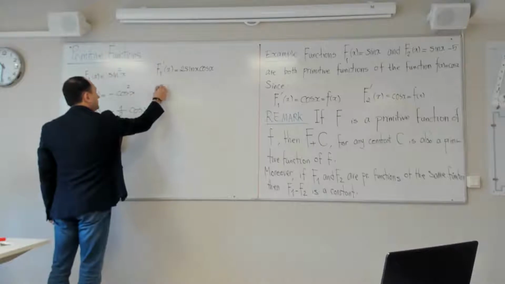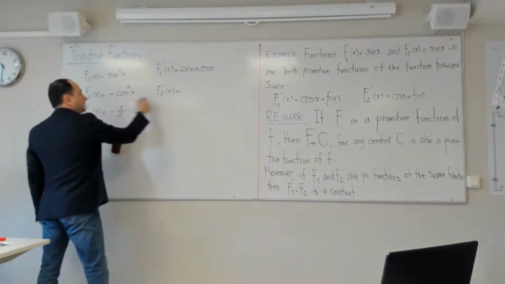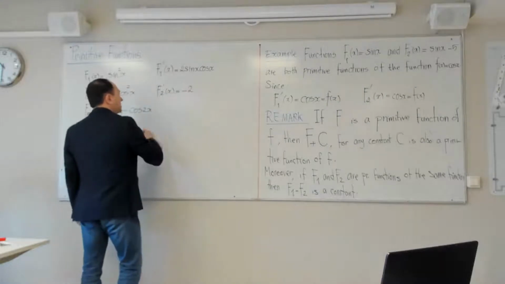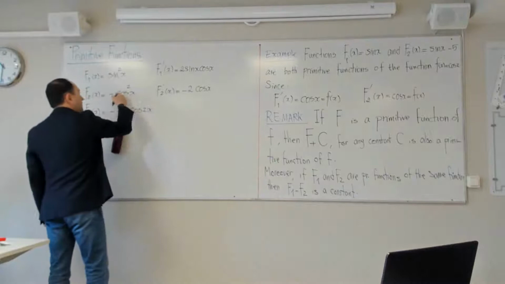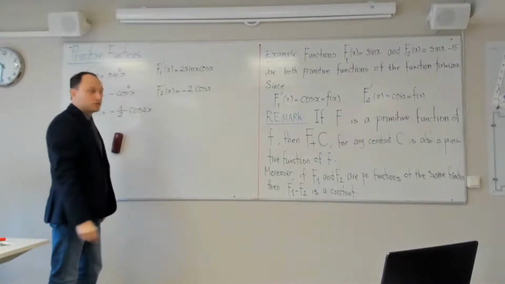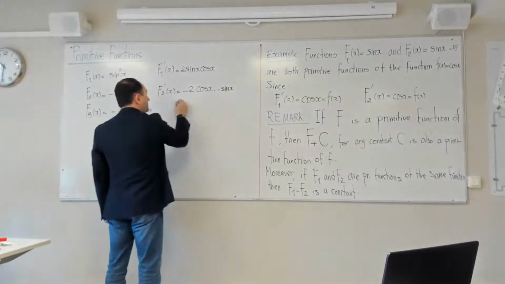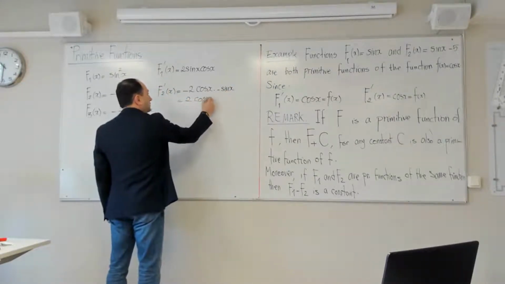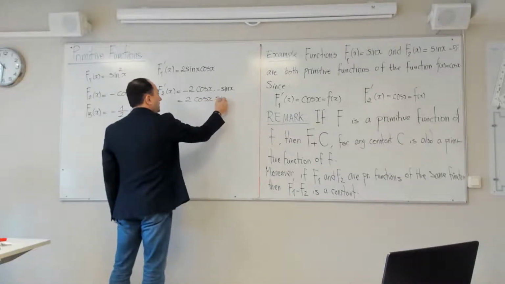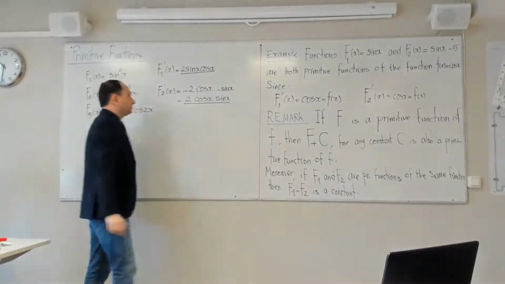So the derivative of this one, what happens? 2 goes down, it becomes minus 2 cosine x. But because of the chain rule, I have to multiply by the derivative of cosine, which is minus sine. But if I multiply this minus sign by that minus sign, it becomes 2 cosine x sine x. Which one? This one is exactly that one.